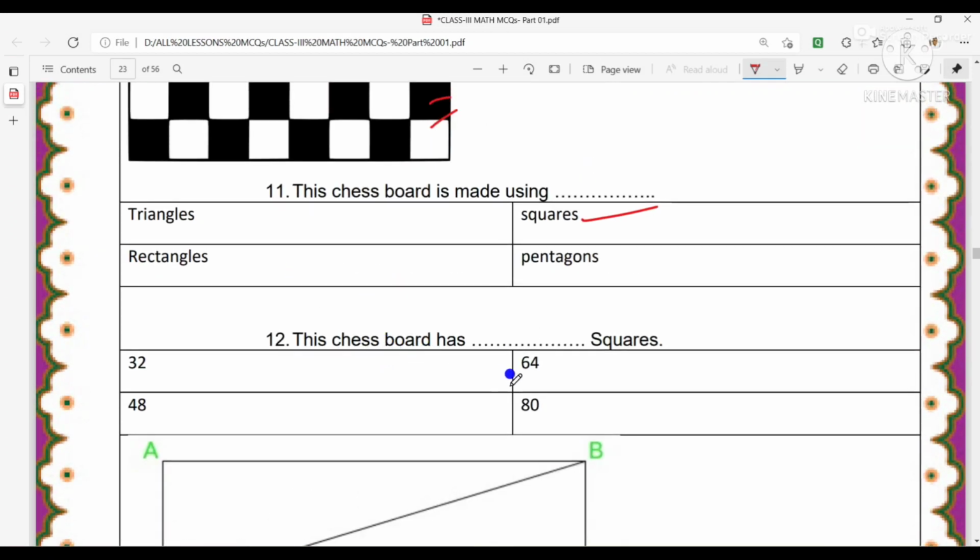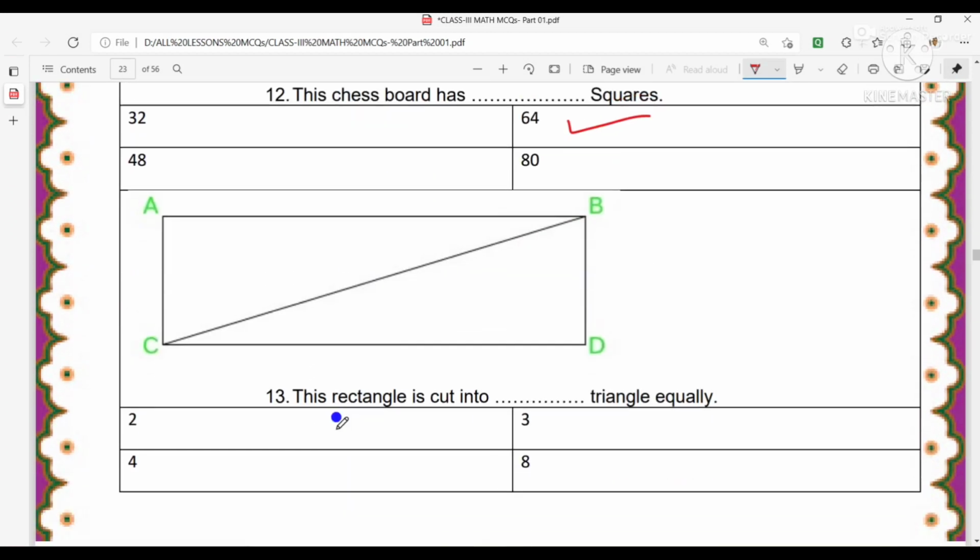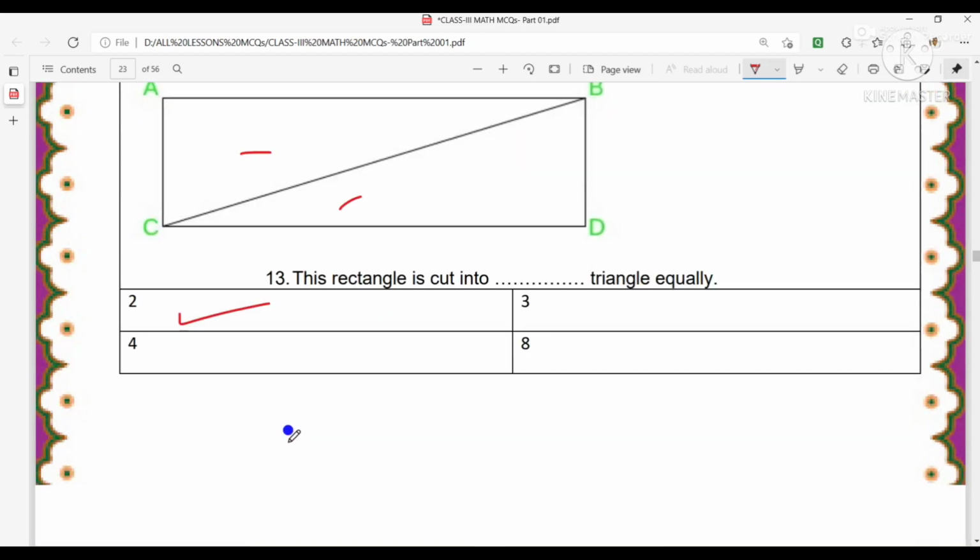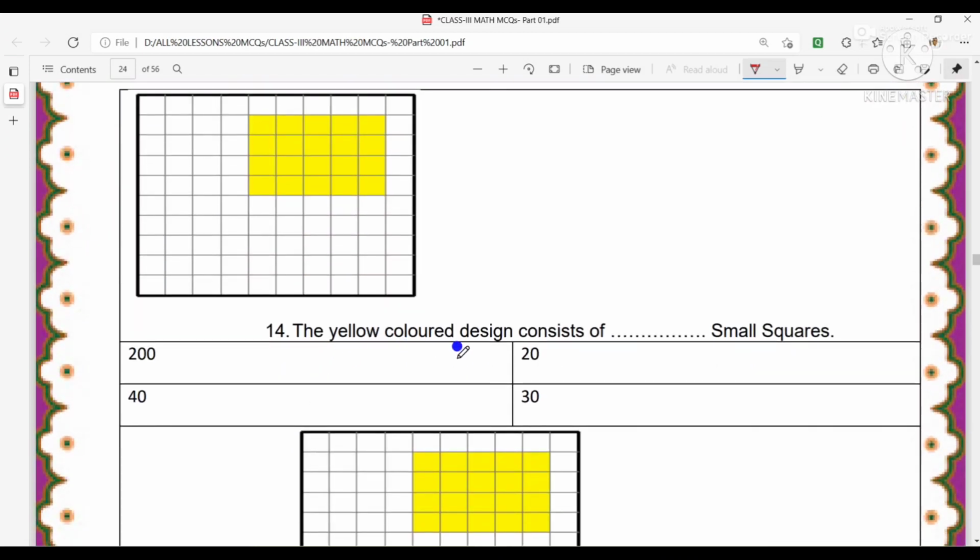64 squares. Next, this rectangle is cut into two equal triangles, right? Then the yellow color design consists of dash small squares. We have to find how many along the length and how many along the breadth, then you have to multiply.